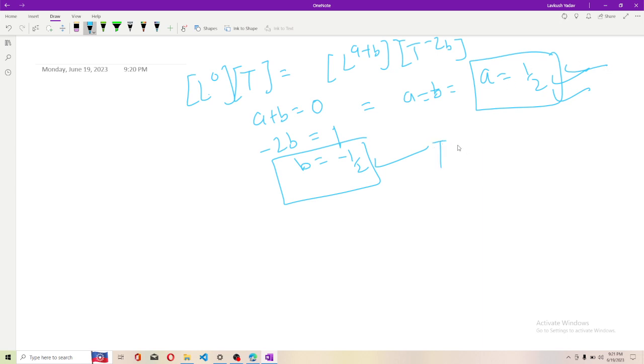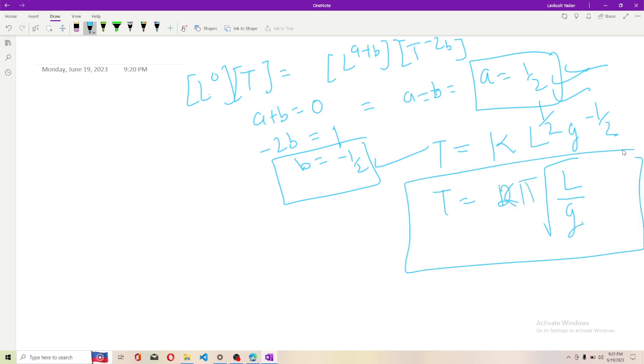Now we can write that T is equal to K, L raised to A, G raised to B, so L raised to 1 by 2, G raised to minus 1 by 2. So T is equal to K root L upon root G. Now K is 2 pi, which you will find through other methods, but that is not going to be useful here. The important thing is that we have derived the equation. So through this way we can derive the equation as well.